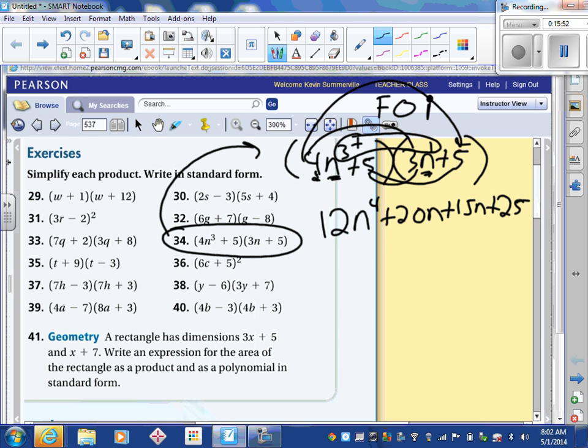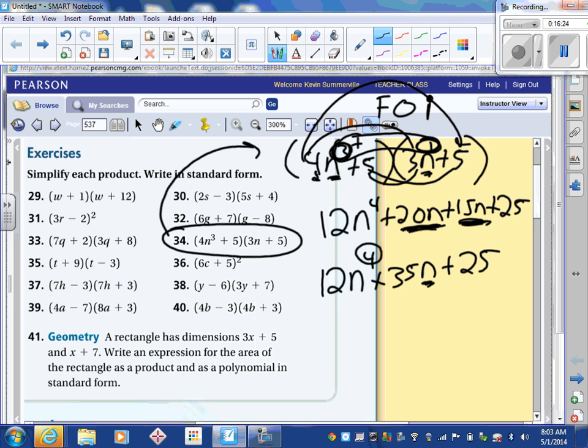Now I need to add my like terms and then simplify. My like terms are here and here. So I'm going to get 12n to the 4th power plus 20 and 15 is 35n plus 25. Notice when I add like terms, the n and the n, it just stays n. When I multiply exponents, the 3 and the 1, I had to add them to get 4. Is this in standard form? Yes. Highest exponent down to the lowest exponent, down to no exponent.